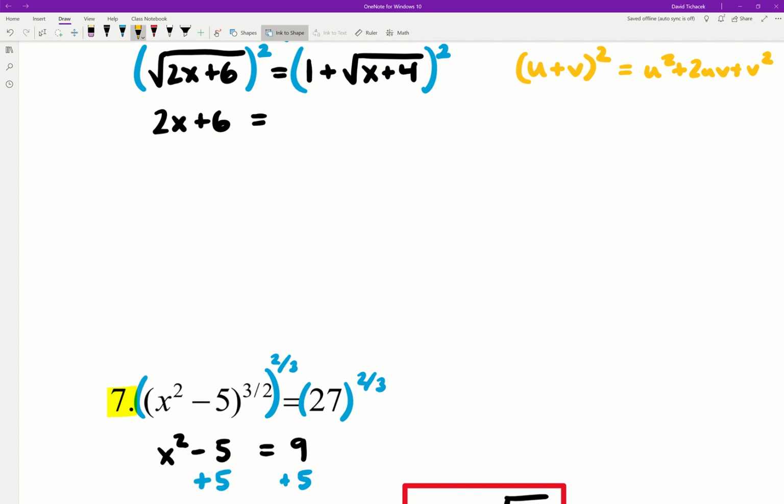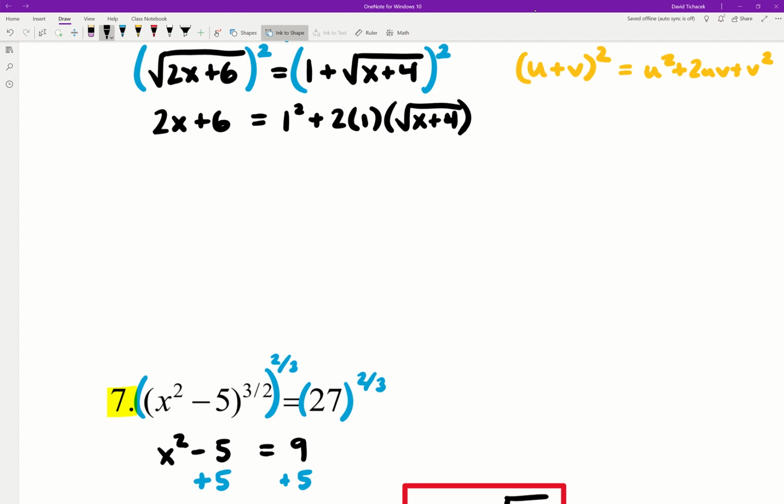Okay, and so playing the role of u is 1, but playing the role of v is that radical. Playing the role of v is the radical x plus 4. So we're going to have to be careful as we apply this formula here. So u squared, that's simply going to give us 1 squared. I'm just going to write it out so you have an easier time trying to match up to our formula here. And I'm going to add on 2 times u, which is 1, times v, which is that radical expression, the square root of x plus 4.